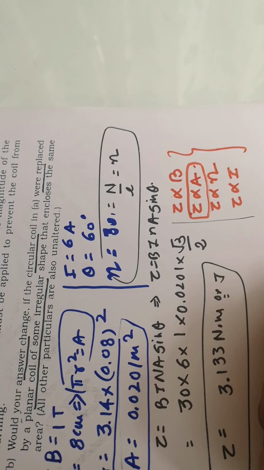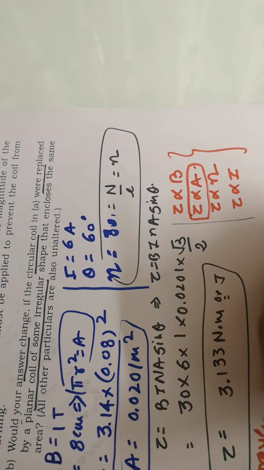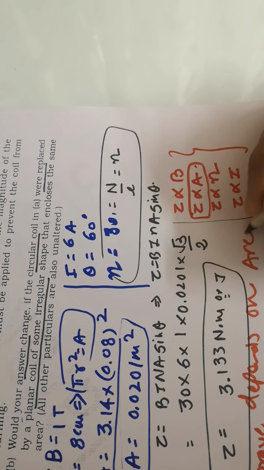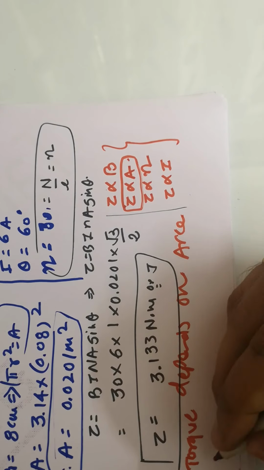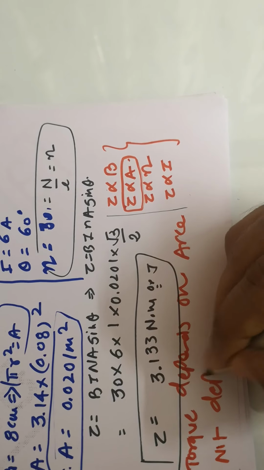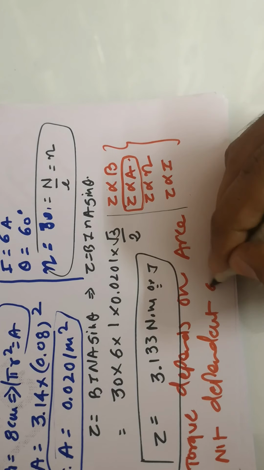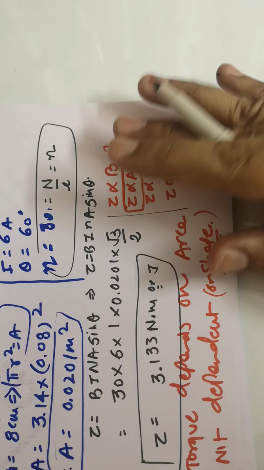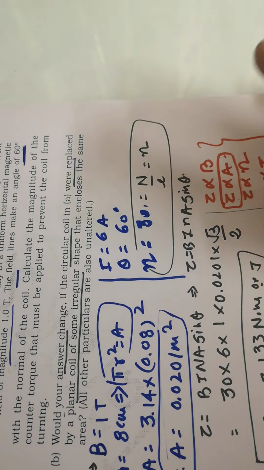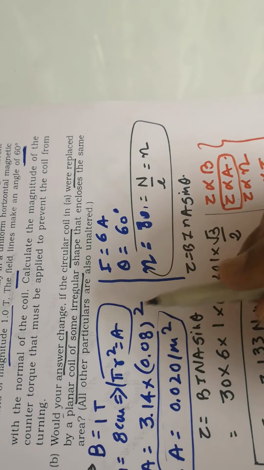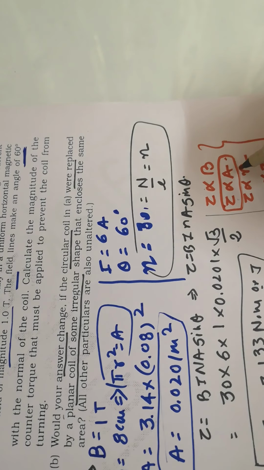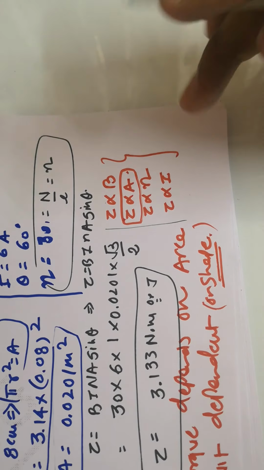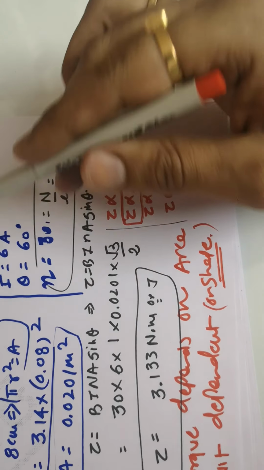So you can say that torque depends on area, it is not dependent on shape. It might be circular, it might be triangular. Your area will change, and as per that your answer will change. So it depends on the area, not on the shape. So your answer will remain as it is, even though it is of some irregular shape.